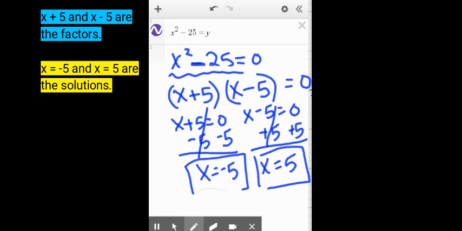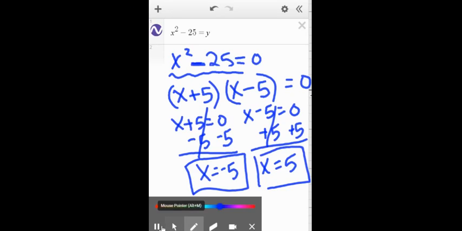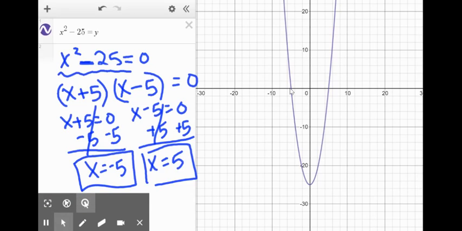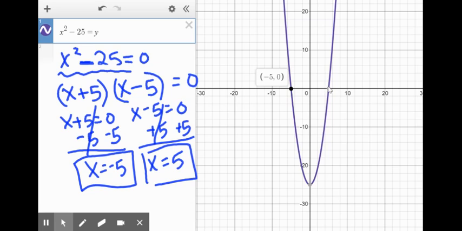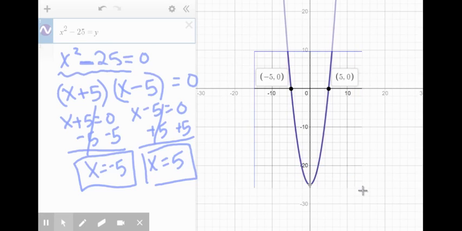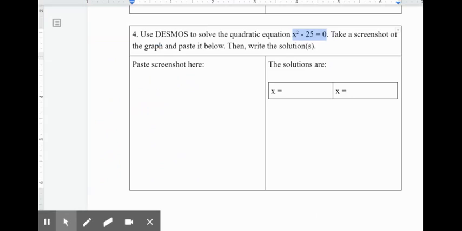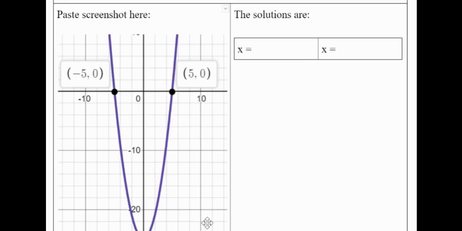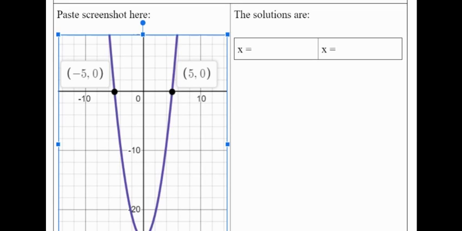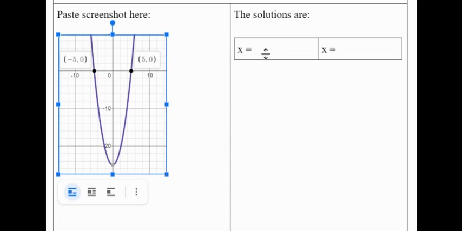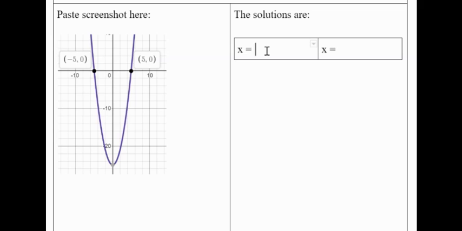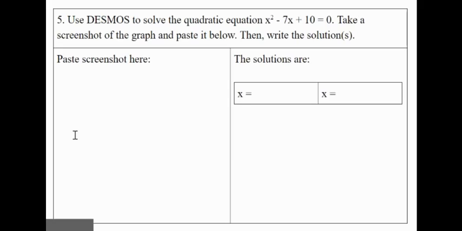And notice that these answers match what we get here, which is -5 and +5. Take a screenshot, show that you've got your points in there, and throw it in. And the solutions are, remember what the x's are? We've got an x of -5, and we have an x that's +5.